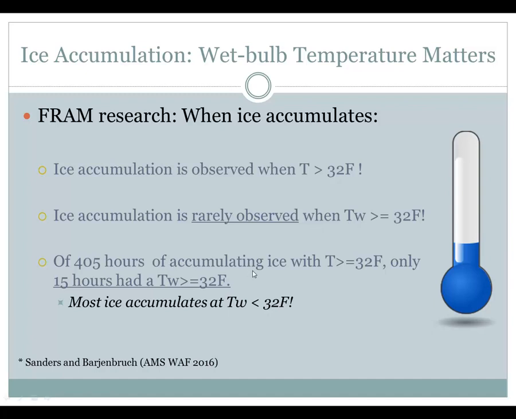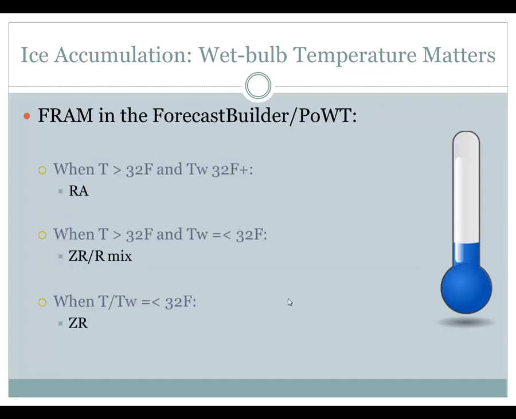In their study, just citing some details here, of the 405 hours of accumulating ice with temperatures at or above freezing, only 15 hours of those had a wet bulb temperature at or above freezing. So most of the ice accumulation was occurring at wet bulb temperatures below 32 Fahrenheit. So what we tried to do is build that into the probability of weather type science portion and discrimination of what liquid hydrometeors falling to the surface would freeze and should go to the ice accumulation.